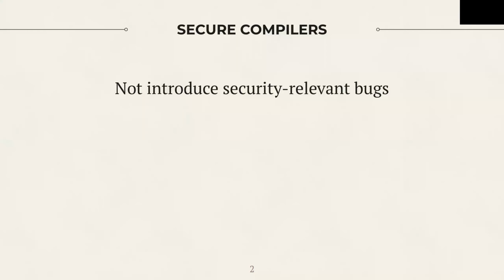So first of all, let's try to understand what we expect from a secure compiler. A secure compiler should not introduce any bug that can break the security of source programs. In other words, a secure compiler should preserve all the security properties of our source programs. So to make the intuition of secure compilation formal or rigorous, we need a formal definition of security.